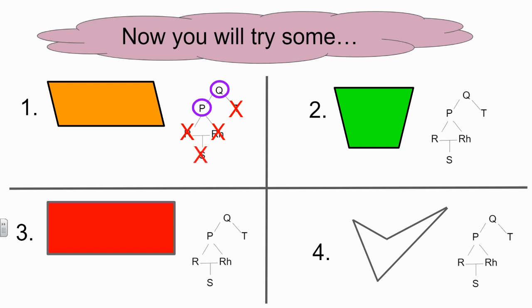So on your paper, you should have written that it is a quadrilateral and it's also a parallelogram, but the further down you go, the more specific the name. So the best name is a parallelogram. Let's look at number 2.